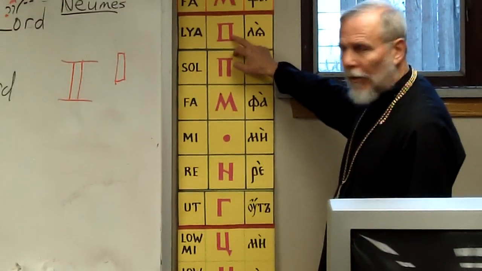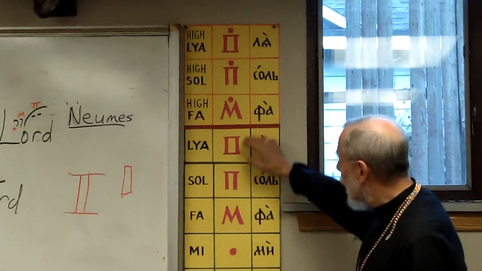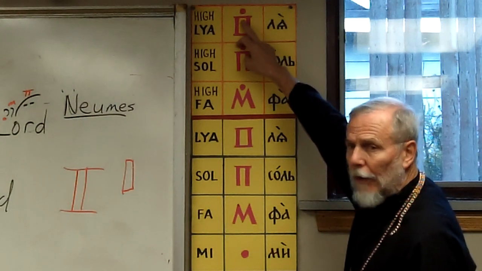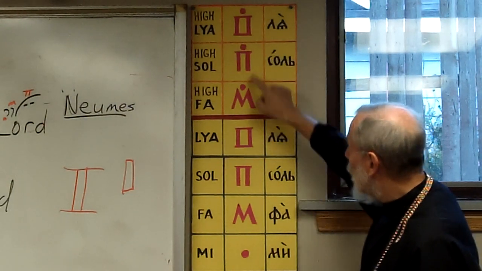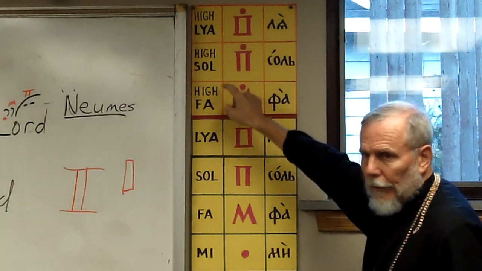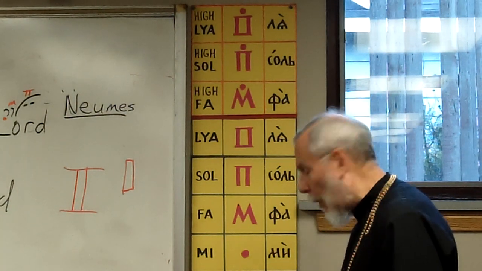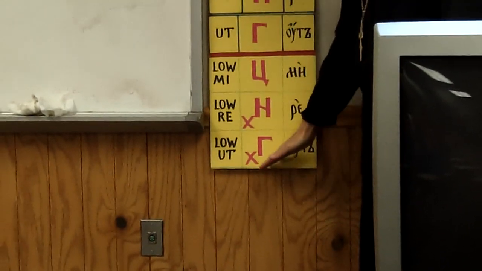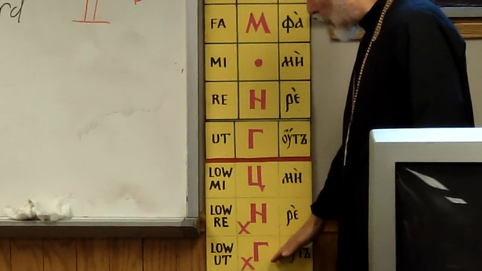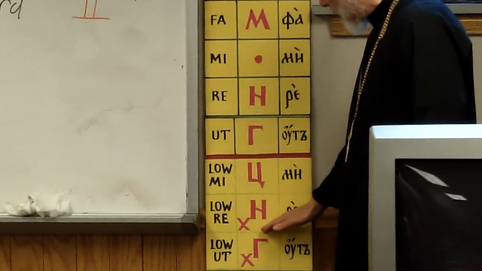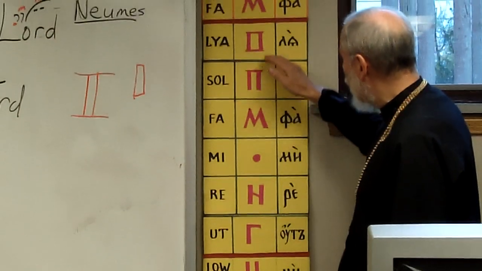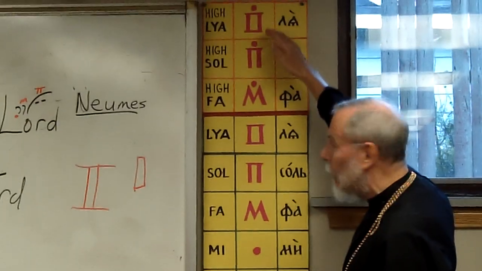Now look when you get into the high scale. Fortunately, it's the same notes you had in the top of the regular scale, except they have a dot above them. So this is high fa, high sol, high lya. I'm going to try to do this, but I'm sure I'm not going to be able to. If I'm starting here and going, ut, I'll probably go something like, ut re mi, ut re mi, fa sol lya, fa sol lya.